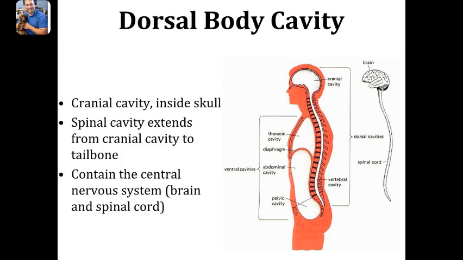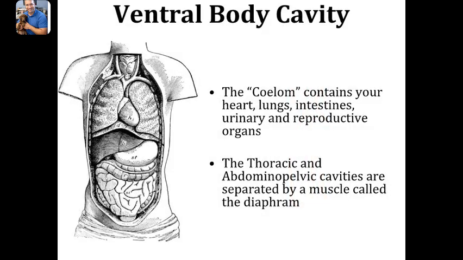So this is basically where, as we will learn, we refer to the central nervous system, the brain and the spinal cord. The spinal cavity is going to extend from the cranial cavity up in the brain, and then the brain has like a little tail, and that's the spinal cord. The cranial and spinal cavities. Pretty simple right there. And then there's the ventral body cavity, and this is where most of our guts or our organs are.